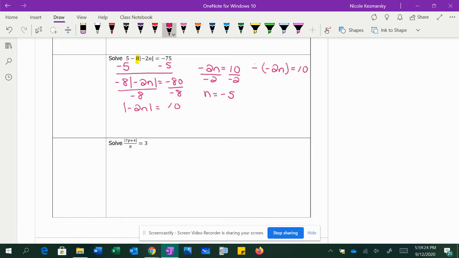For the second one, I only have that one term in there. There's no plus and no minus. So I'm going to go ahead and do minus a negative. That's going to give me a positive 2n equals 10. Divide by 2 and get n equals 5.